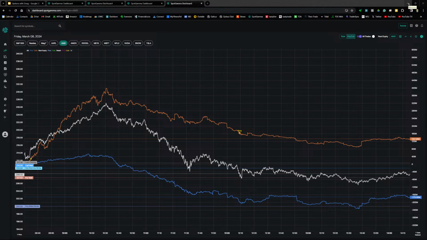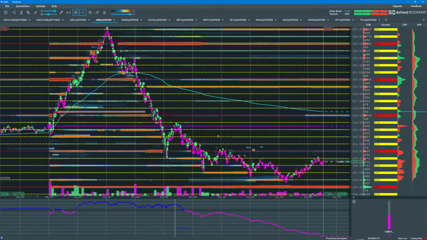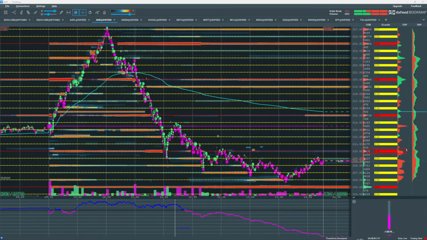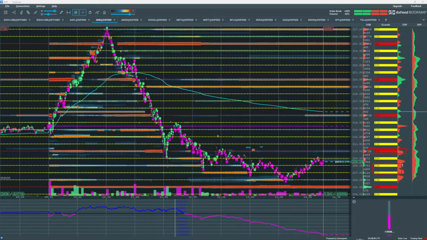All right, let's check the 210 level and the 207.50 level. So there's the 210 level. Call wall and put wall, somewhere between these two levels at 207.50. So AMD did trade below its put wall earlier today.